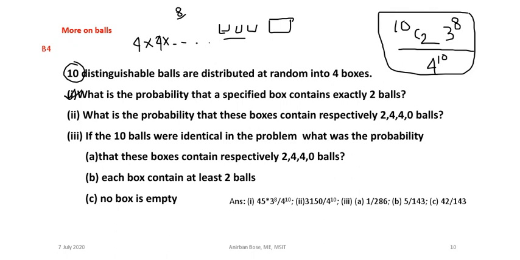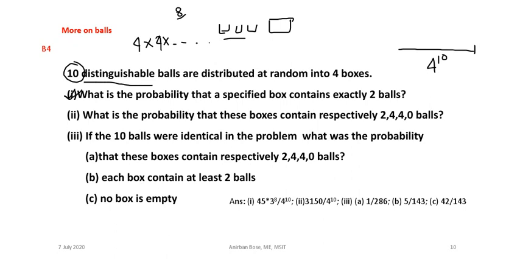Now come to question number 2. Here the problem is: what is the probability that these boxes contain respectively 2, 4, 4, 0 balls? To solve this, the random experiment remains the same: there are 10 distinguishable balls and 4 boxes. So the total number of possible outcomes is 4 to the power 10. Now what are the favorable outcomes? There will be 2, 4, 4, 0 balls.